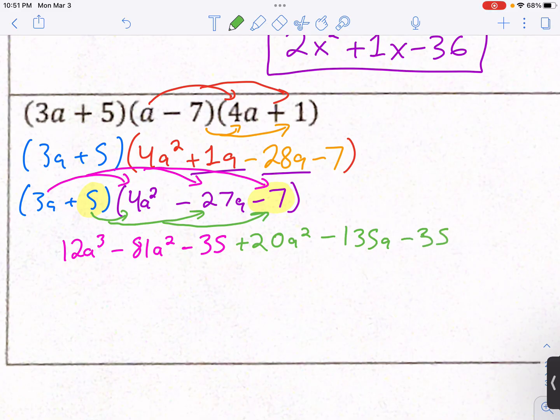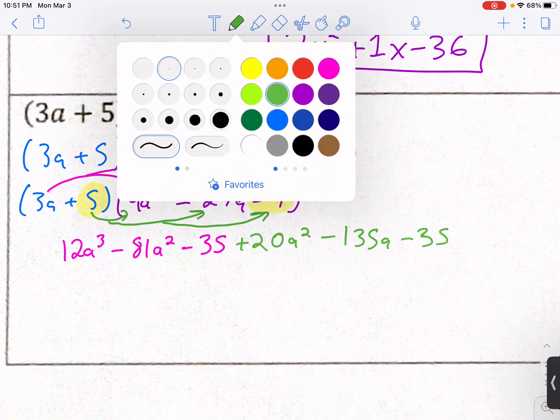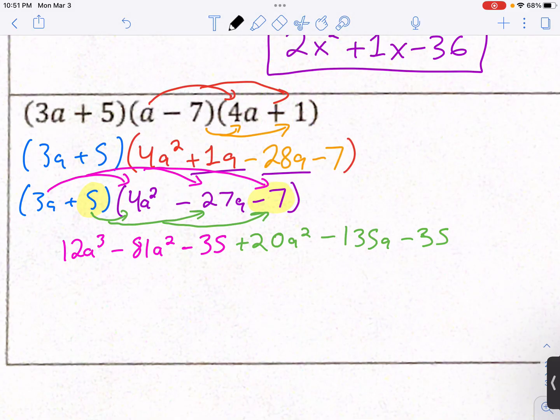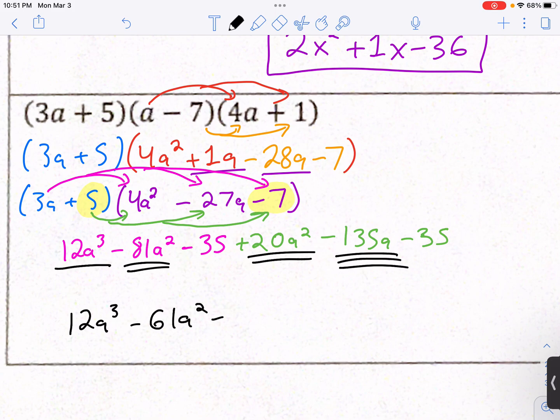Okay, now you're on the final stretch, the home stretch right here. All you gotta do is combine your like terms. We start out with 12a cubed. There's no other one to combine it with. The a squareds are able to combine, so then we end up getting a minus 61a squared. Next is going to be our linear term. There's only one, so minus 1.